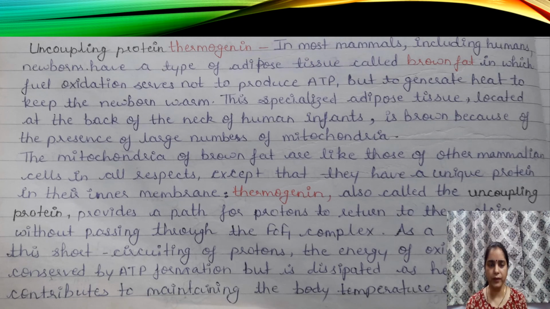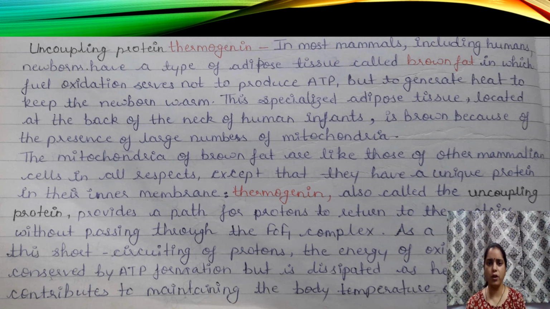Then the last one, that is uncoupling protein. Okay, till now we have studied the uncouplers that are chemical compounds. But here this is the uncoupling protein, known as thermogenin. In most mammals, including humans, newborns have a type of adipose tissue called brown fat, in which fuel oxidation serves not to produce ATP but to generate heat to keep the newborn baby warm. This specialized adipose tissue is located at the back of the neck of human infants, and it is brown because of the presence of a large number of mitochondria in it.